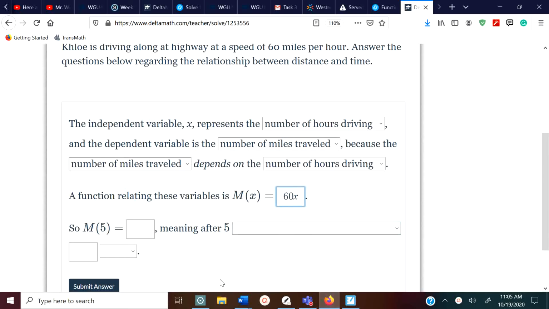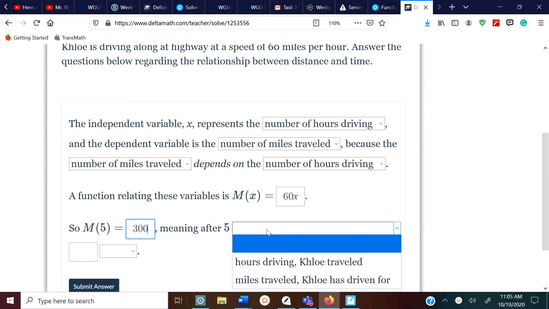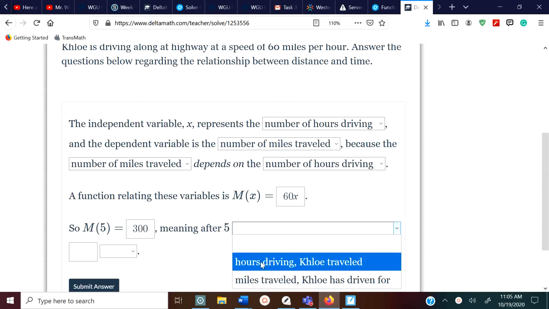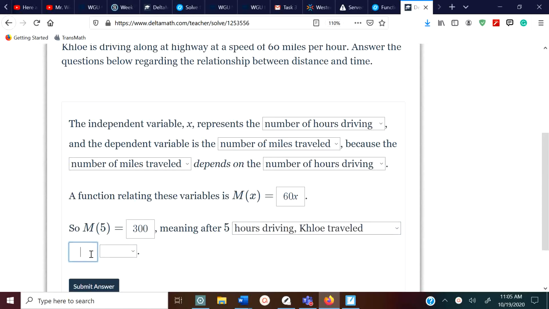So that's what it's asking next here. The 5 goes in for your x. When you do that, you get 300, meaning after 5 hours driven, you get 300 miles. So that's all we're doing. We're just interpreting the input and the output and filling in the blanks here.